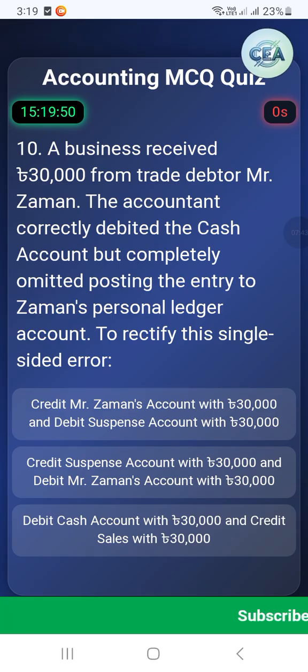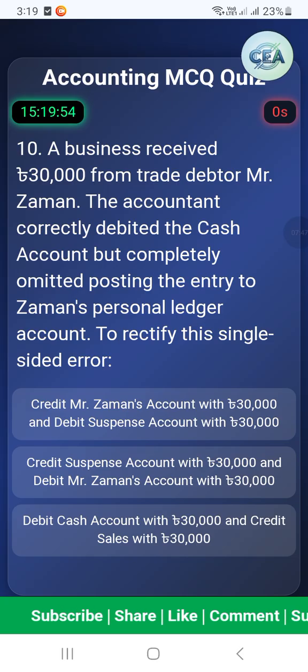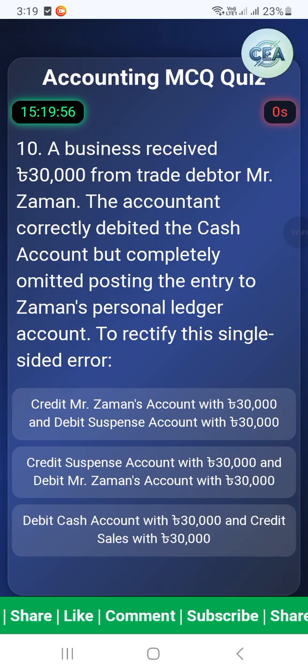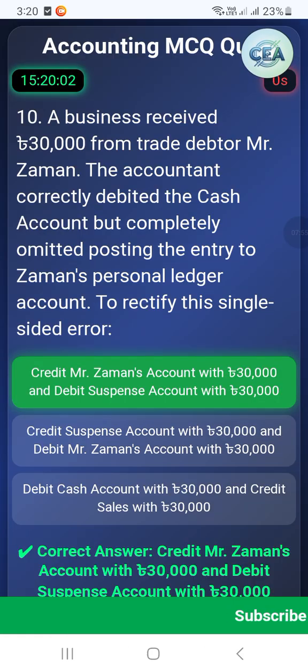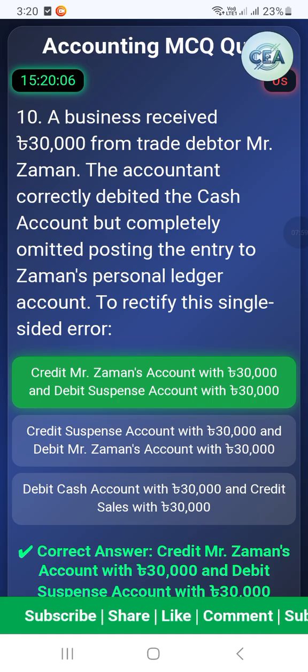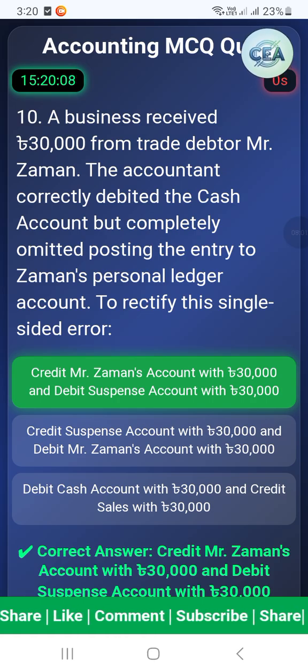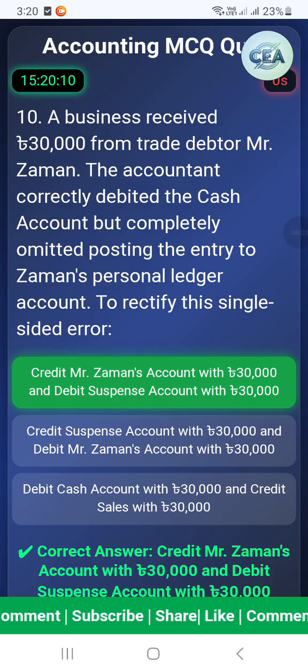Option 3. Debit cash account with 30,000 takas and credit sales with 30,000 takas. Correct answer is credit Mr. Zaman's account with 30,000 takas and debit suspense account with 30,000 takas.